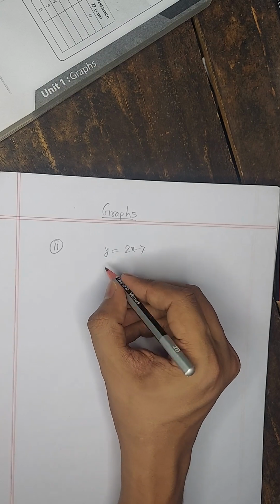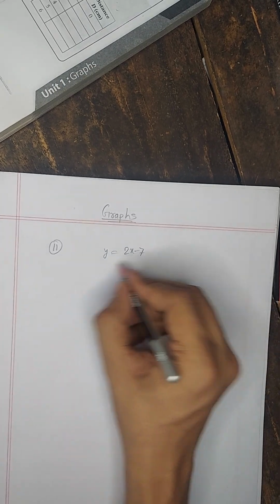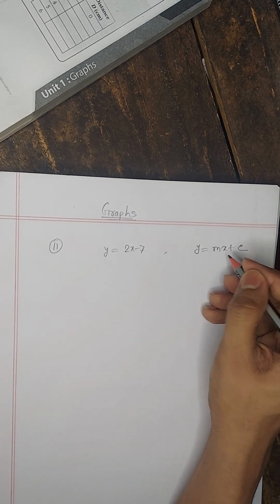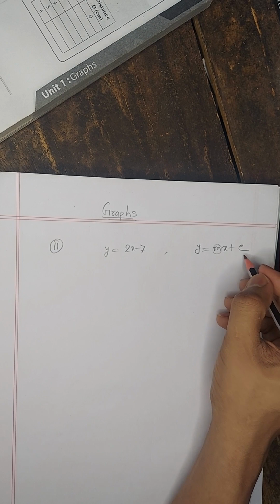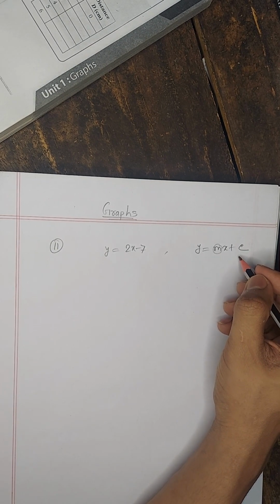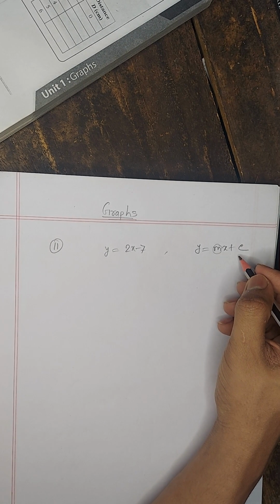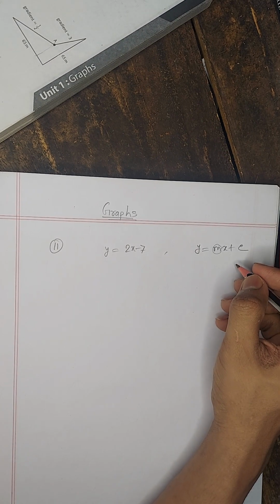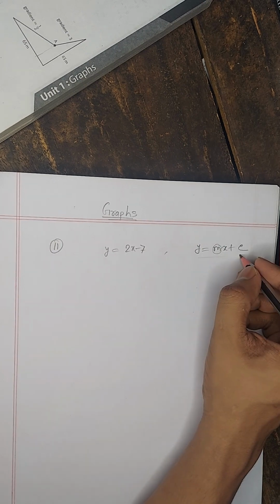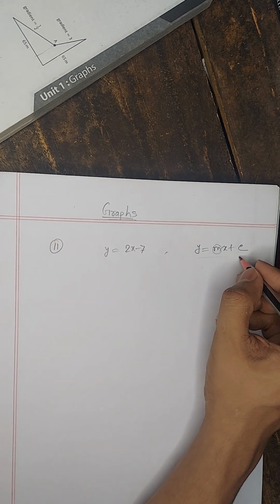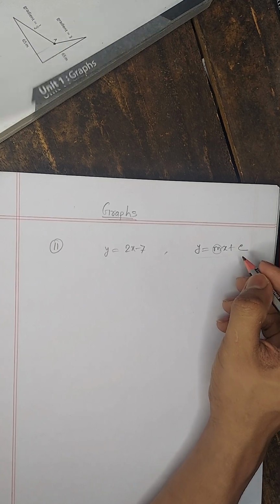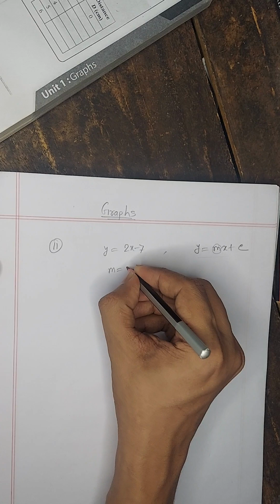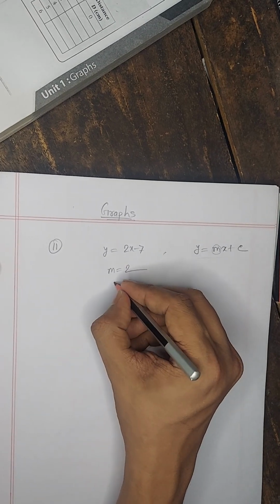We know the standard form of a line. If we compare it with this line, y equal to mx plus c, where m is the gradient and c is called the y intercept, it is the equation of the straight line with gradient m and y intercept c. So here the value of m is 2 and c is minus 7.